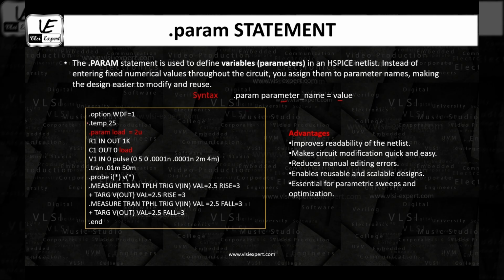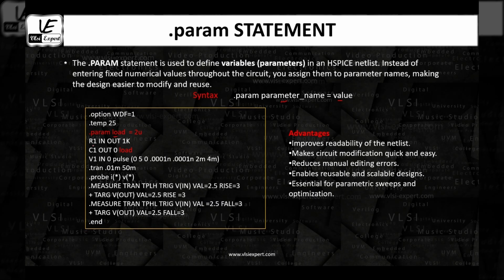Here I have a netlist where the first statement is .option WDF=1. Then .temp 25 is the temperature at which I am doing my analysis. Now if you see, I have used .param, so I'm defining a variable, a parameter. The name of that parameter is load, and this load holds the value of 2 micron. Now let's read it further.